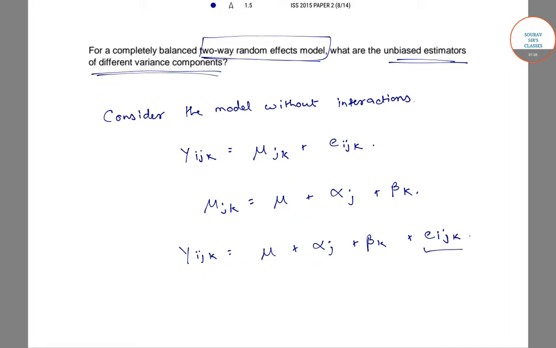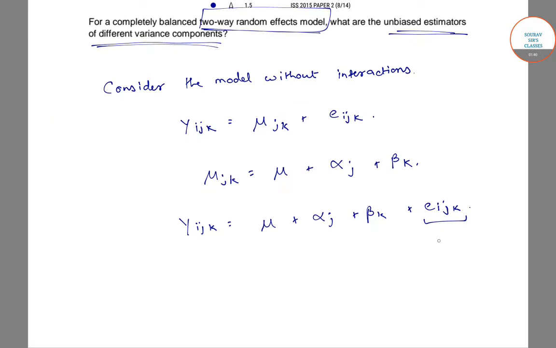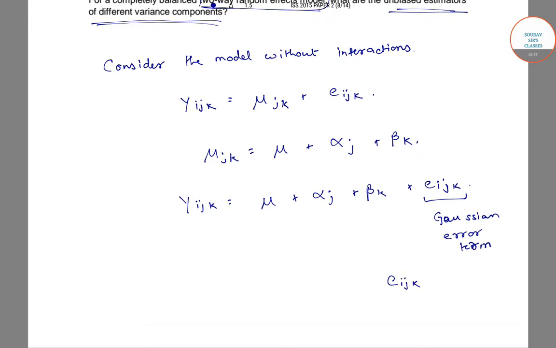where this Eijk is a Gaussian error term, and it follows normal distribution with parameters 0 and sigma square, that is mean 0 and variance sigma square, and they are IIDs, that is, identically and independently distributed.